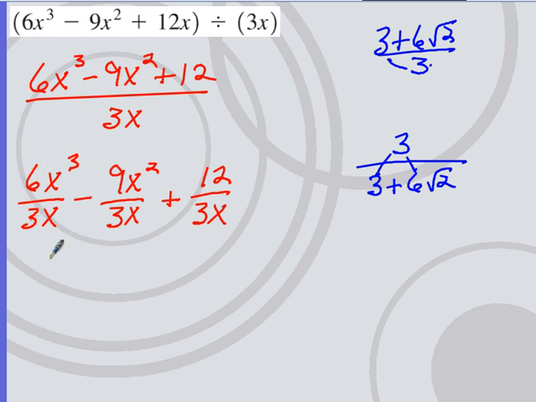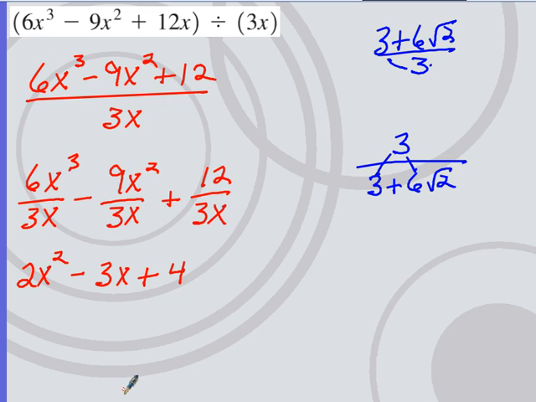Help me do that, Anna Marie. 6 divided by 3 on the first one is? Good. She had 3 x's, 1 x canceled out. She's left with 2 x's. Minus the second term, Trevor. 9 divided by 3, x squared divided by x. What does it give to you? 3 and x. Plus. Be careful on this one, Allie. 12 divided by 3 is 4. What about the x's?